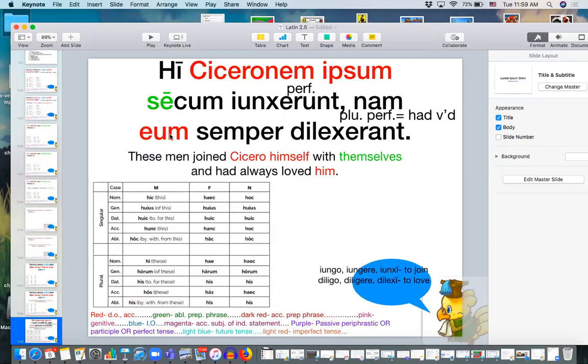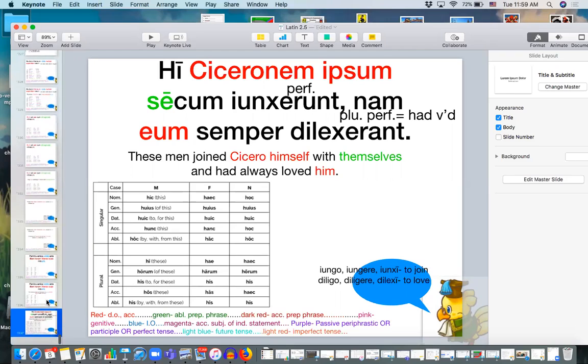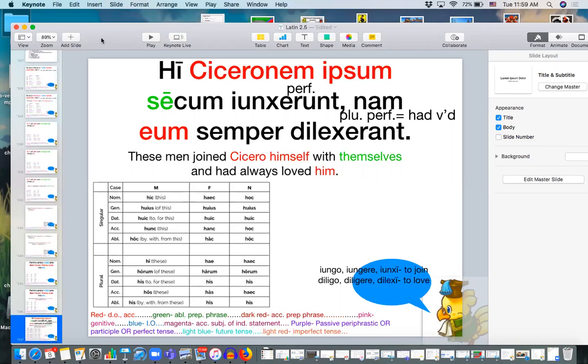Eum there is the direct object, him. So this is normal, like perfect, whereas this is pluperfect. So we have a nice little example of the difference there. And then, oh, that's the last one. So that's it. Let me know if you have any questions.